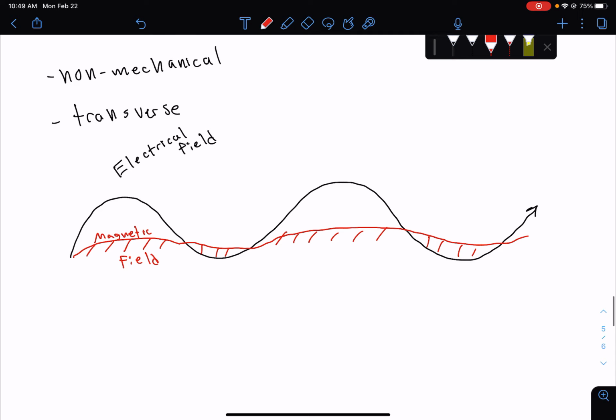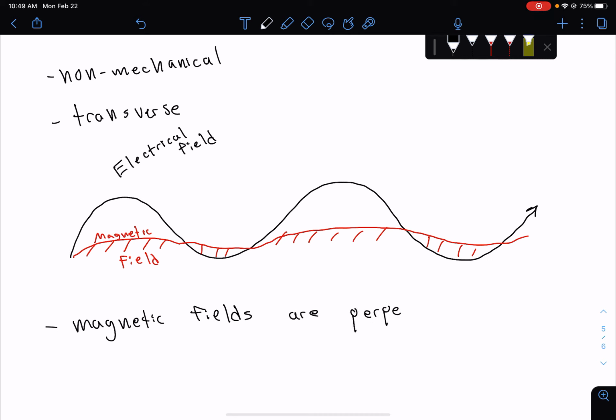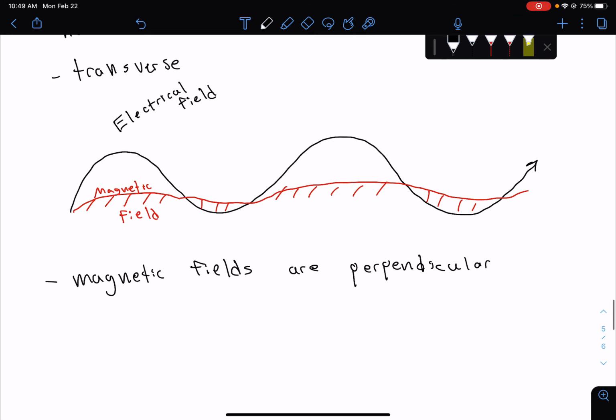So that's an important note to write down. Magnetic fields are perpendicular to electrical fields.